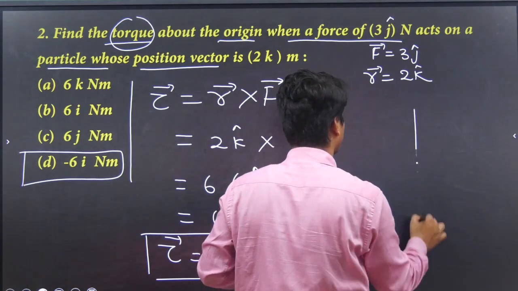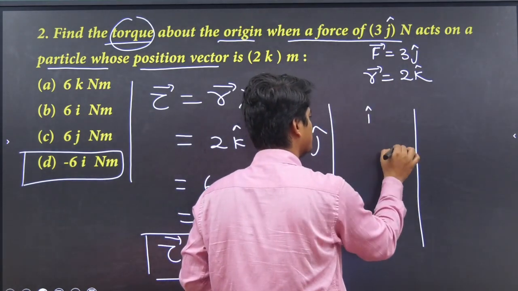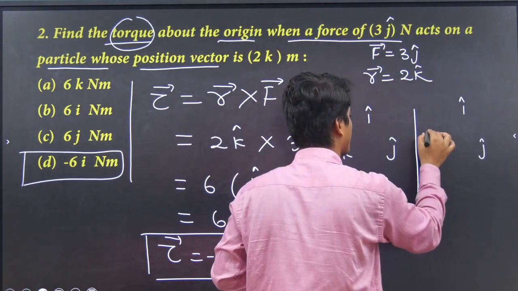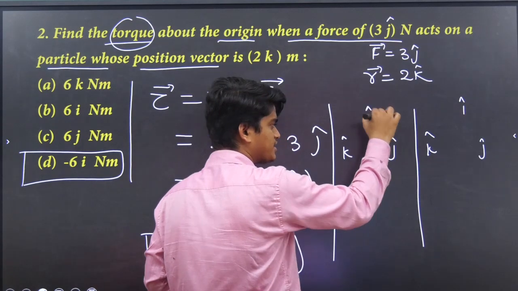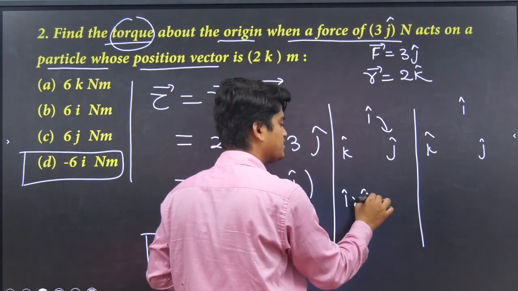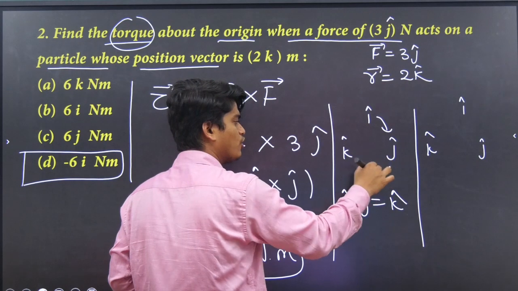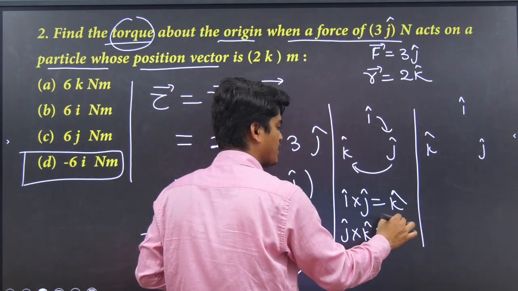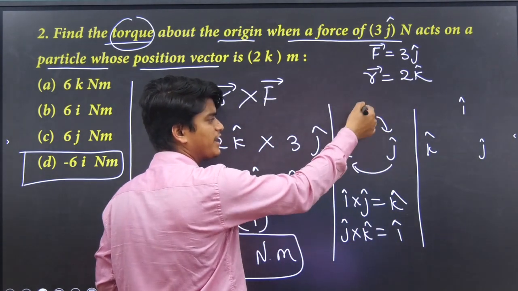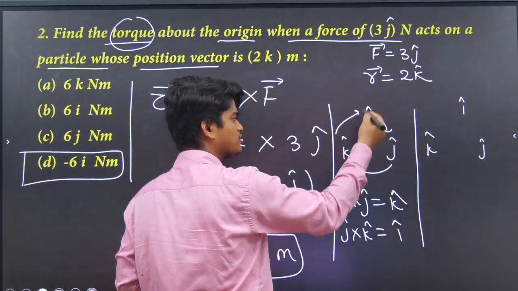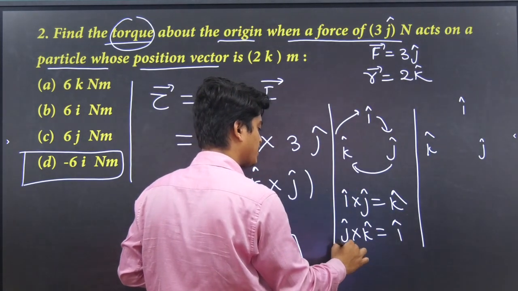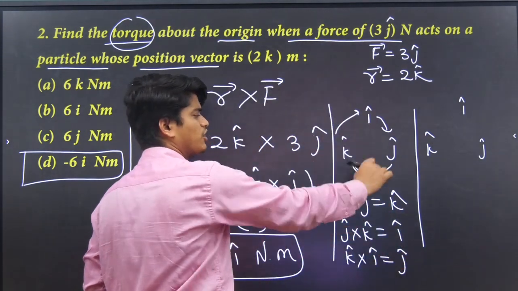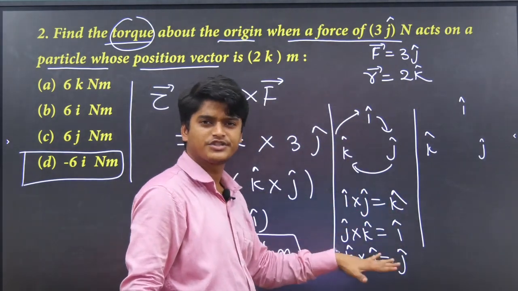And one method I am also telling you here, just remember. Here i, j, k. If you are going clockwise, i cross j, what will you get? You will get k. j cross k, what will you get? You will get i. Similarly, if you do k cross i, you will get j. That means if you are going clockwise, everything comes out positive.